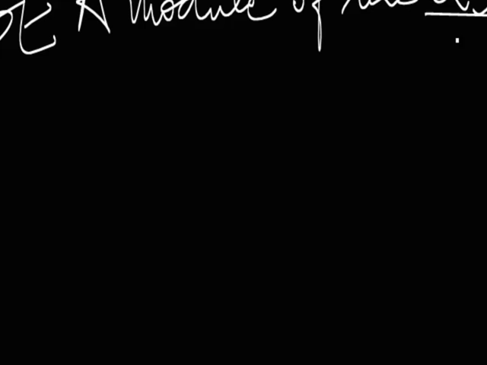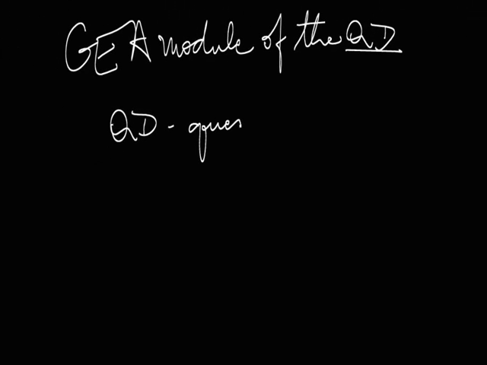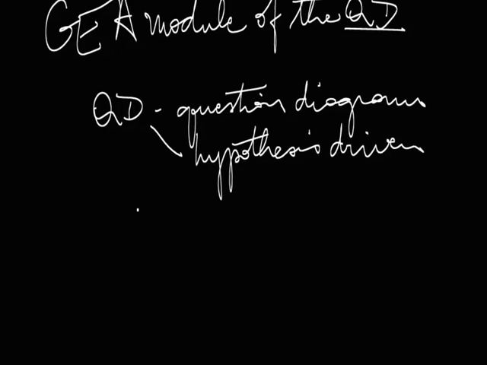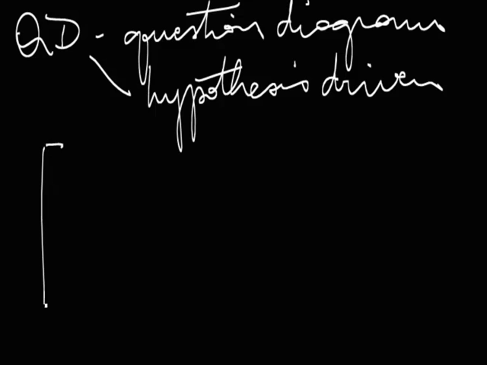but again, we have a lot of other videos about this. The QD stands for question diagram, and it's basically a way to standardize the formulation of hypothesis-driven research questions. So this detail is pretty important. Basically, what this means is that every time you're formulating a hypothesis-driven question, you have to have three components that we outline in a page.